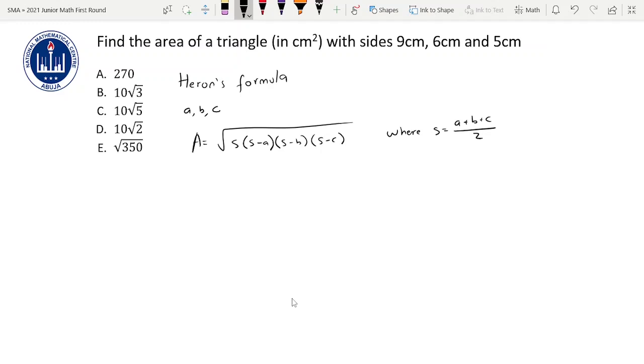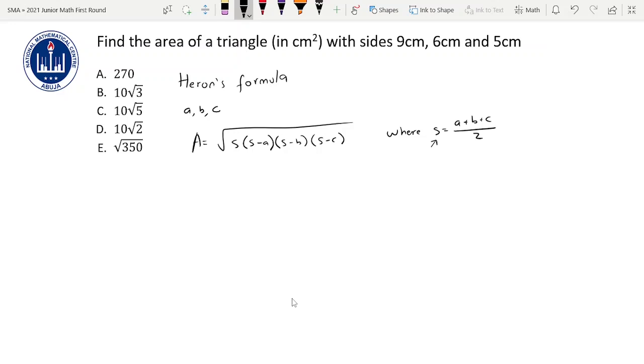So if you're given the three side lengths of a triangle and you're asked to find its area, you start by adding the three side lengths together and dividing by 2 to give you the semi-perimeter. Then, using that and the three side lengths A, B, and C, you can find the area using the square root of S times (S minus A) times (S minus B) times (S minus C).